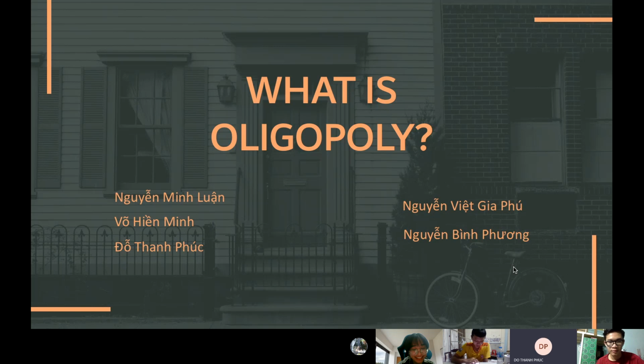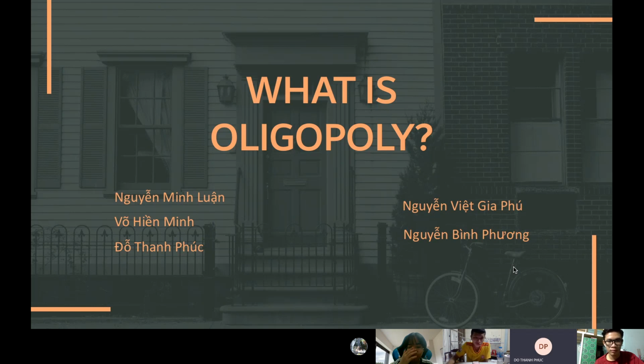Okay, today our group 8 will present about what oligopoly is. As you can see on the slide is the name of the members of our group. First lecture will talk about oligopoly.